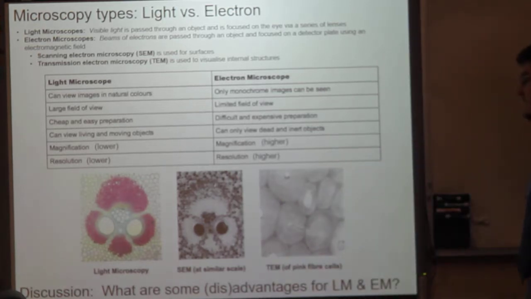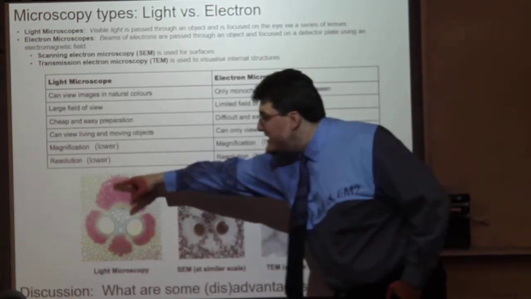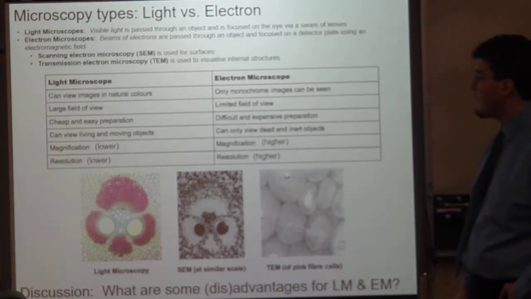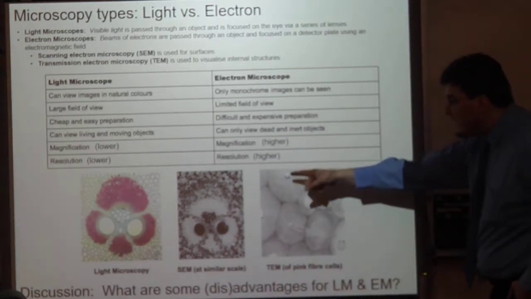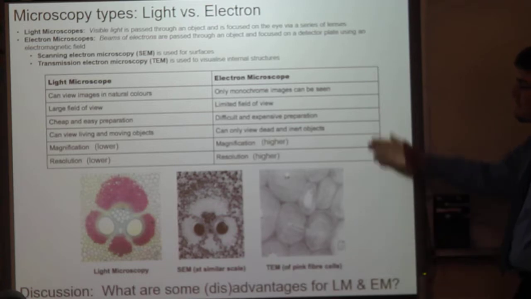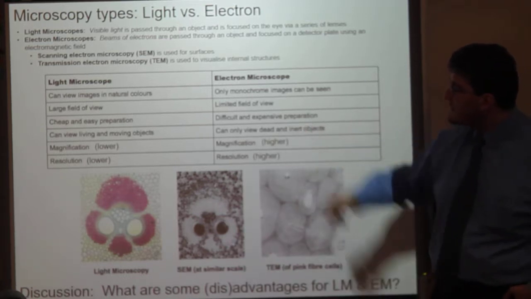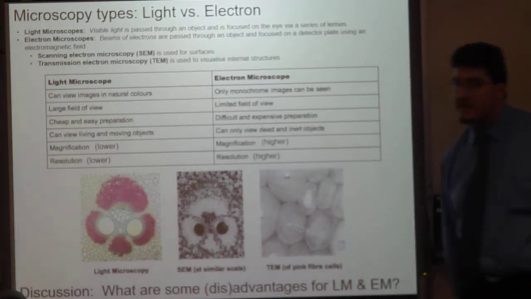This is a transmission electron microscope image of just these pink sclerenchymal cells right here. So these transmission electron microscopes visualize the internal structures of the cells themselves, these very thick cell walls.